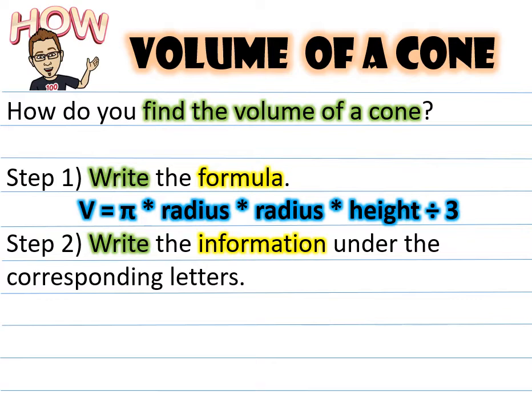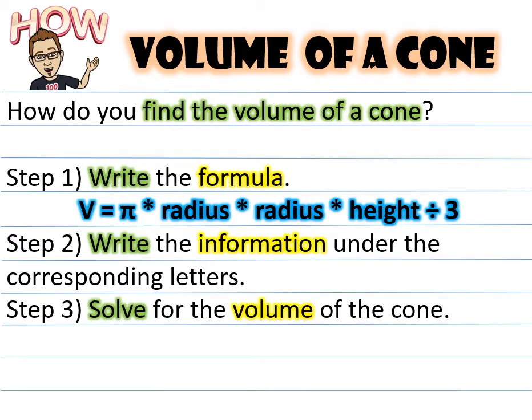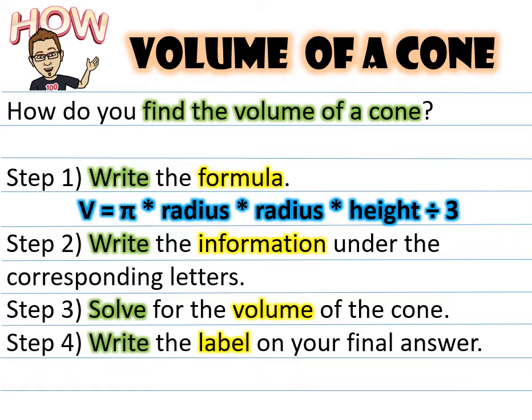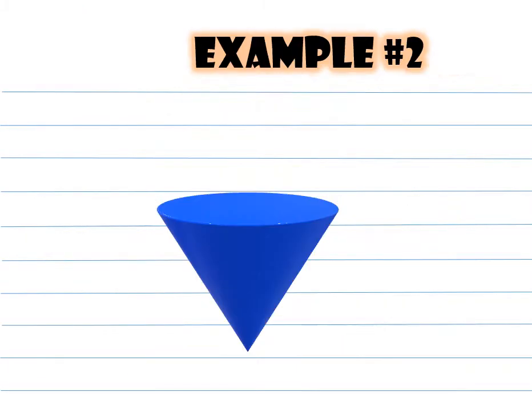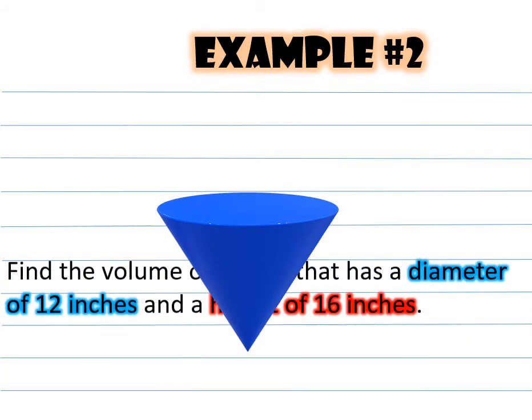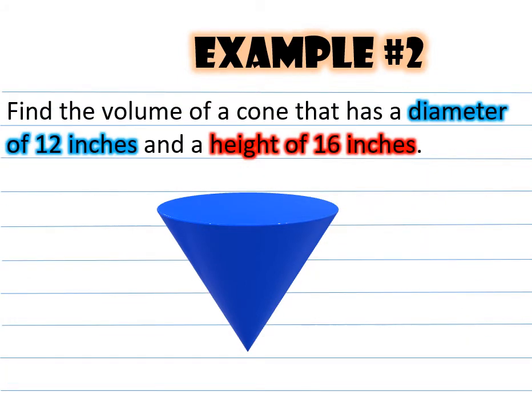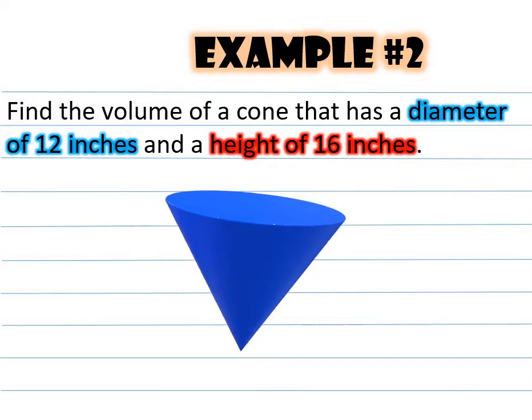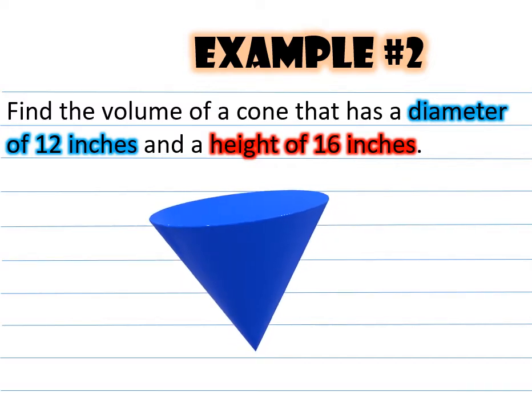Step number 2, write the information under the corresponding letters. Step 3, solve for the volume of a cone. And step number 4, write the label on your final answer. Example number 2, find the volume of a cone that has a diameter of 12 inches and a height of 16 inches.